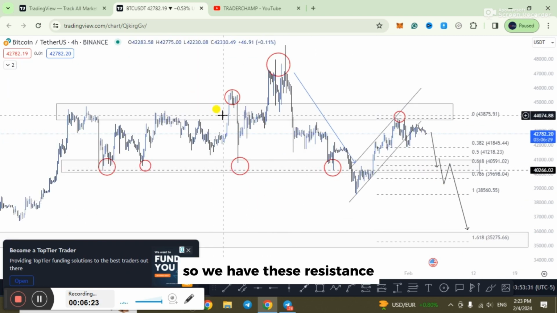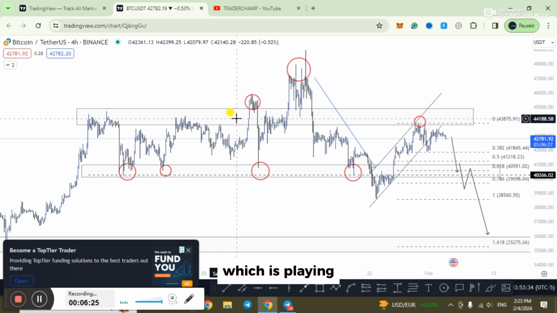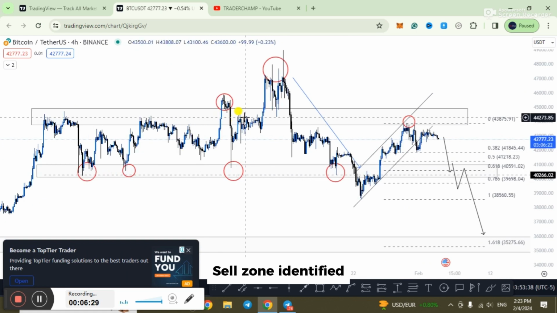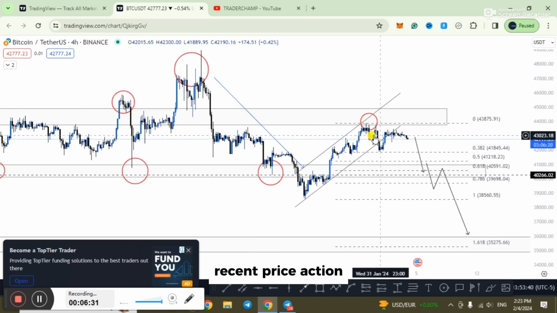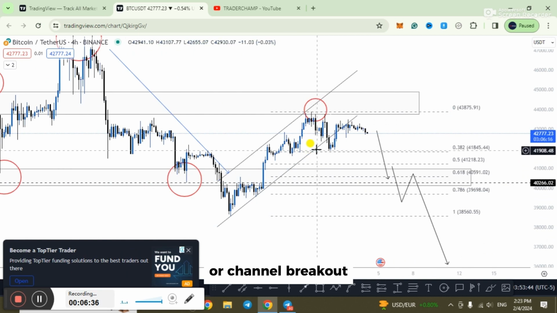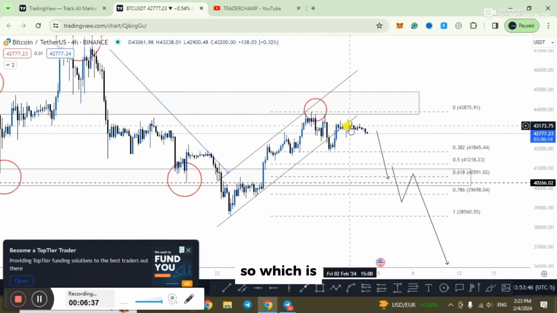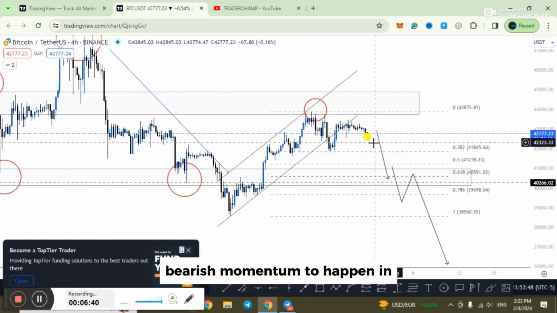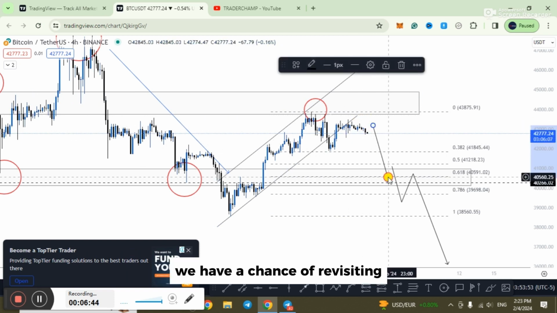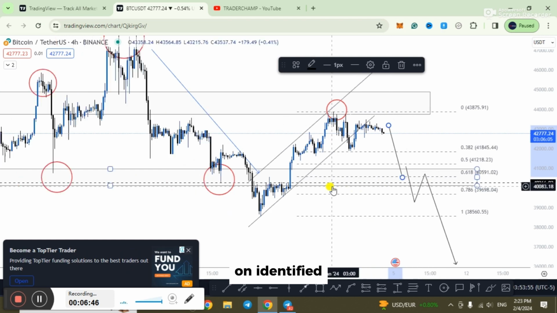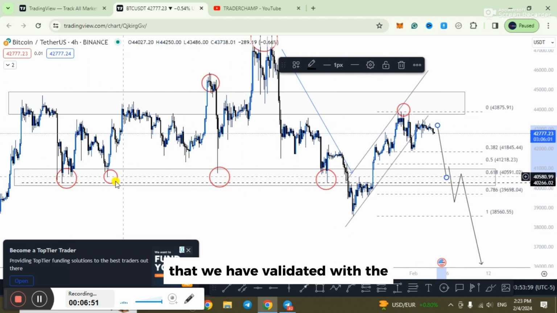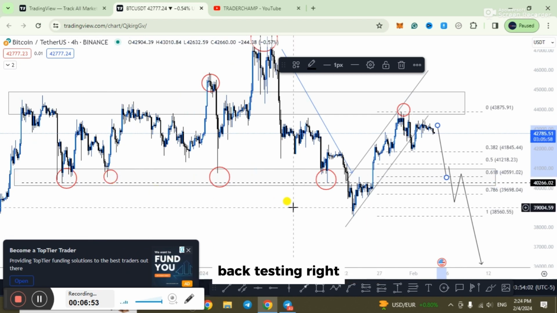So we have this resistance which is playing out close to 44k on the BTC. So this is a major sell zone identified, and also the recent price action also respected this level, and we have a trend breakout or a channel breakout identified to the downside, which is confirming a potential bearish momentum to happen in the near future. So with that confirmation, we have a chance of revisiting back towards the following major demand zone identified with the previous price actions that we have identified or that we have validated with the back testing, right?